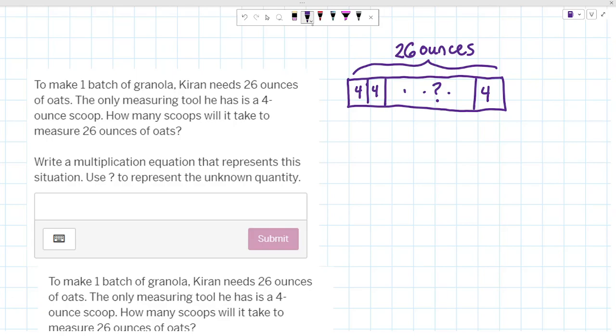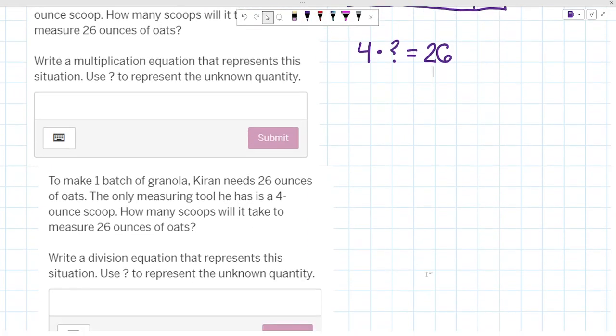So here we see what's the multiplication equation. We're taking these groups of 4, and we're wondering how many groups of that 4-ounce scoop, how many scoops it's going to take to get 26 ounces. So how many scoops of 4 ounces does it take to get 26 ounces? This is a multiplication equation that would represent that situation.